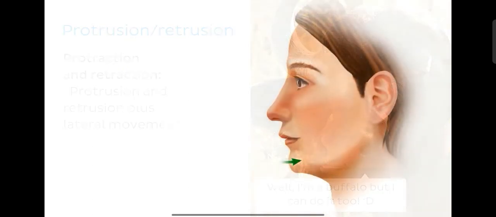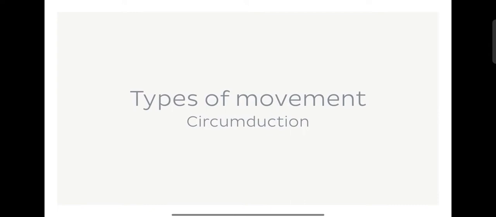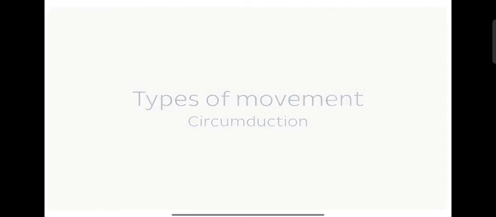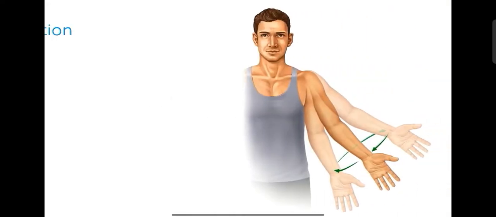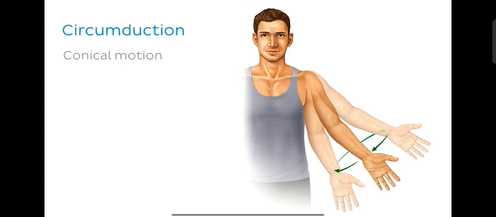Moving away from the mandible, let's work down the body to the next special movement, which is known as circumduction. Here we have circumduction of the upper limb. This is best defined as the upper limb expressing a conical motion from a point in the shoulder with the point of the cone here. It manifests in real time as drawing a circle with the limb.